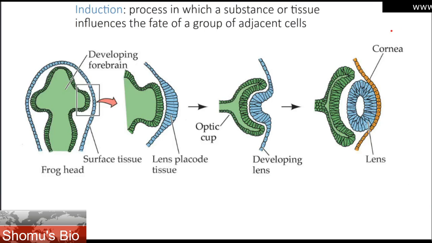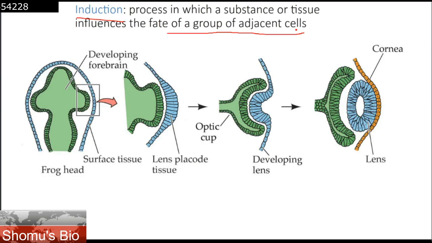Now what was that induction? Induction is a process in which a substance or tissue influences the fate of a group of adjacent cells. Normally, for example, while embryogenesis is occurring, a layer of tissue which is producing our brain will influence the neighboring cells to produce some part of an organ or any other cell system which is related to the brain.